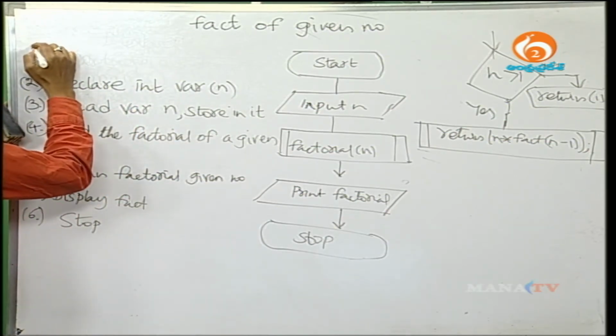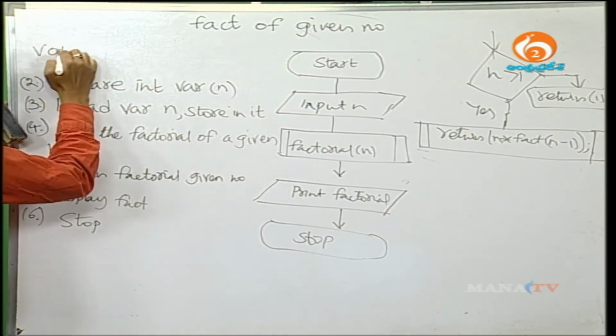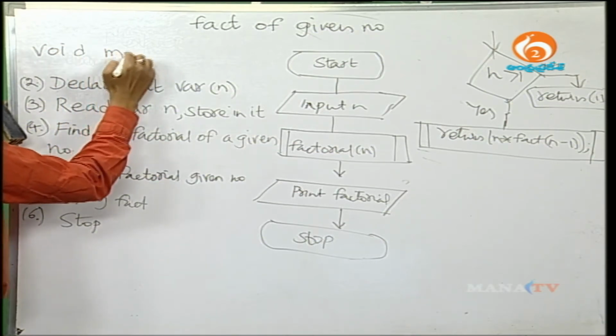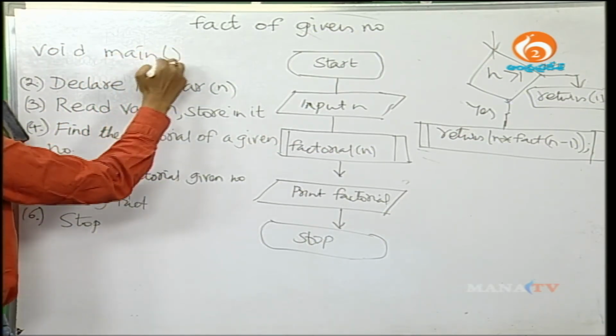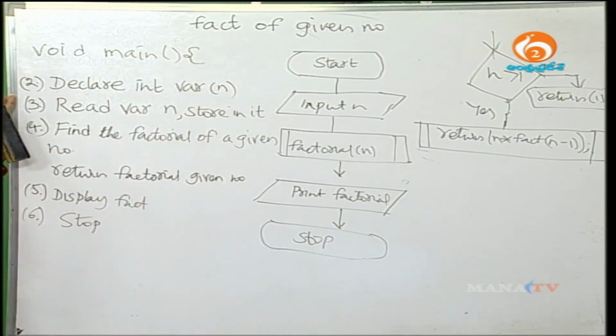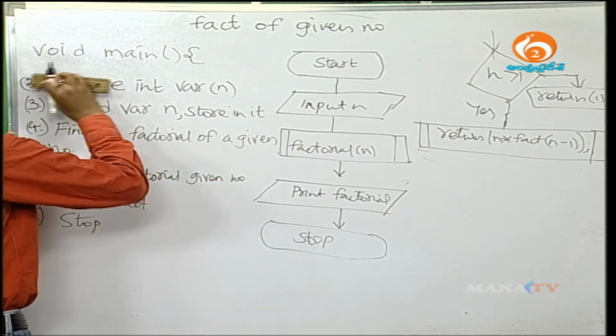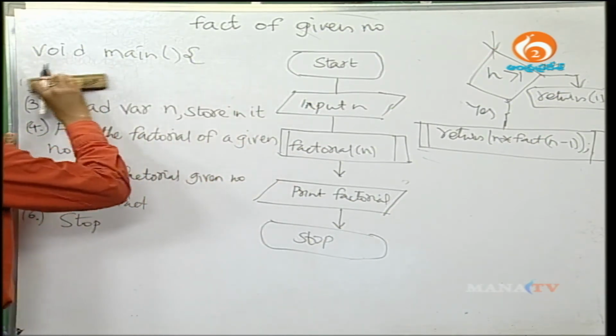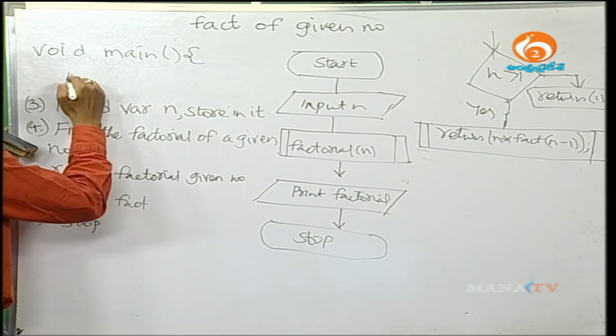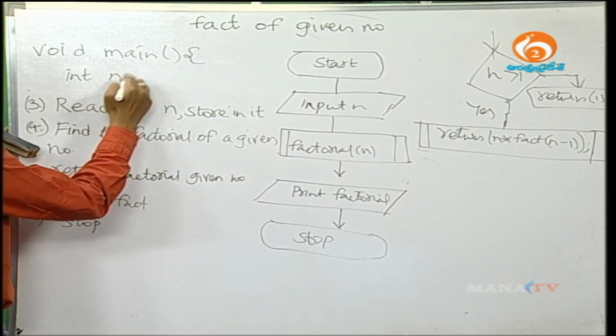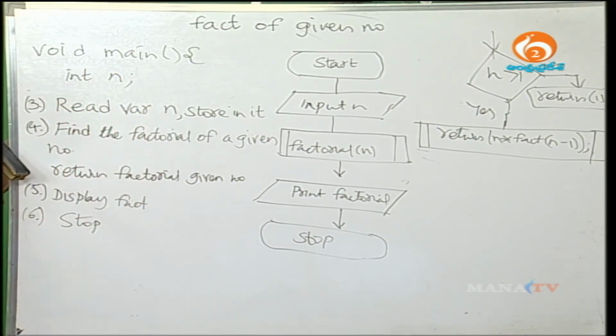First, start with void main, the beginning of the C program. This is the opening braces. Next, declare the variable n. So, it is converted into int n. Hope you have copied it into your notes.